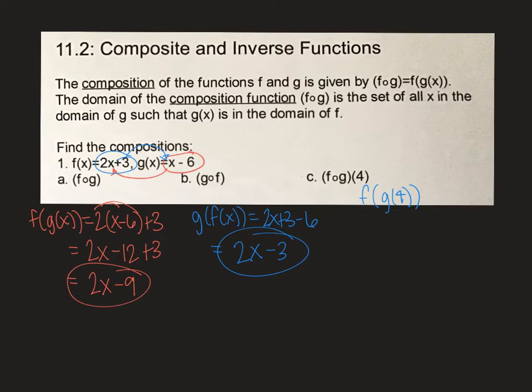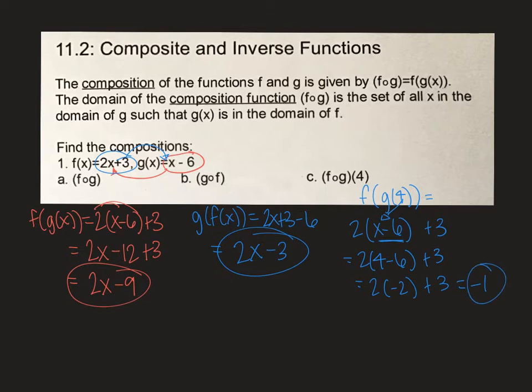If you didn't want to do that, you could just plug in 4 for x in g of x and simplify it down. So this is your g of x function here. So we would plug in 4. So 4 minus 6 is negative 2. 2 times negative 2 is negative 4. Plus 3 is negative 1.